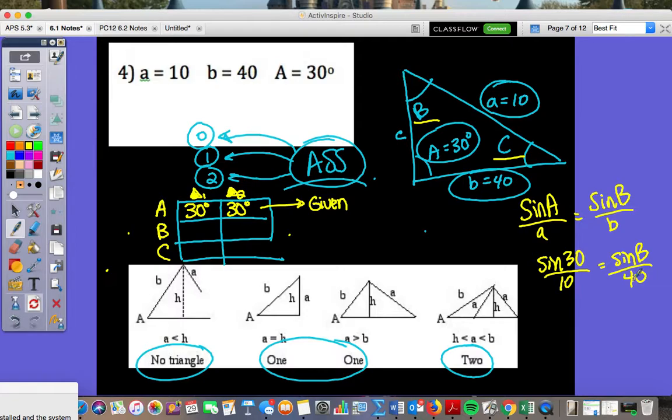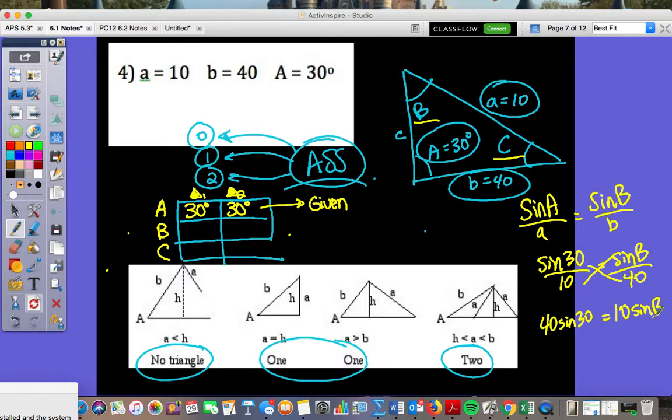Okay? Little different with how we solve this. How do we solve it here? We just cross multiply first, right? So we cross multiply this to get 40 sine of 30. Caitlin, do you want to put that in real quick? Just 40 sine of 30. And then that will be equal to 10 sine of b.